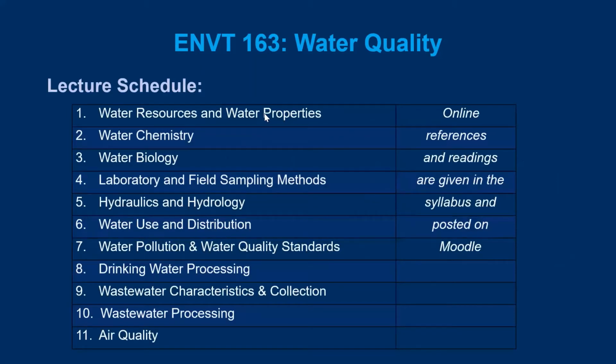So these are the topics we're going to cover. Like I said, a lot of information around water properties and chemistry and infectious disease. In the middle part of the course, we're talking about water quality standards, water use, distribution, things like that. In the last part of the course, we're talking about water processing, so water treatment. We've got drinking water treatment, and we also have wastewater treatment. And then at the very end, we are squeezing in a small unit on air quality.